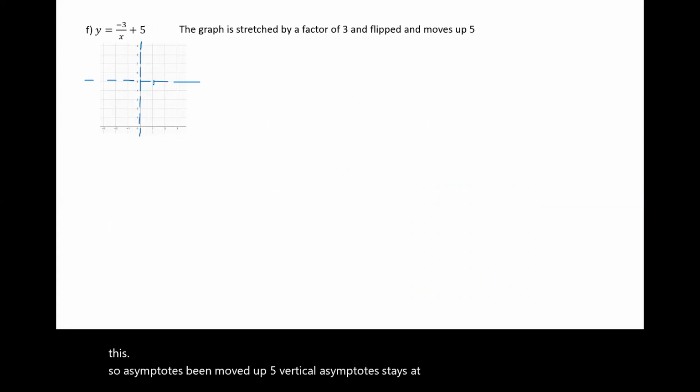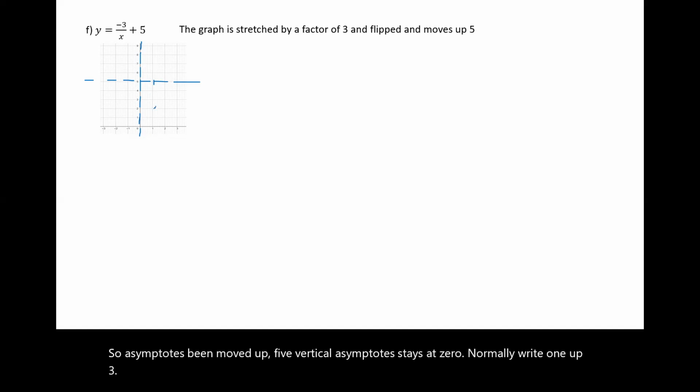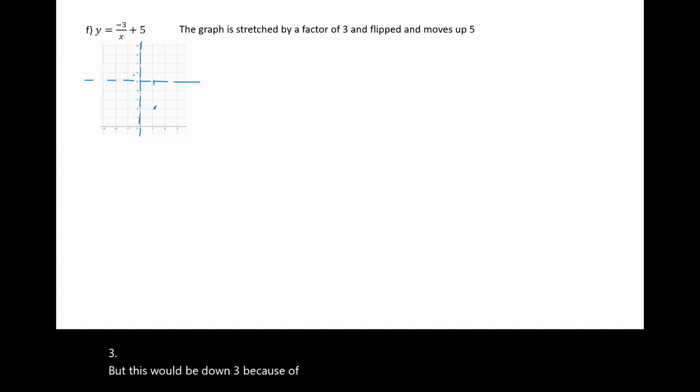Normally, right 1, up 3. But this would be down 3 because of the negative. Normally left 1. This would be up 3. So our graph should look like that.